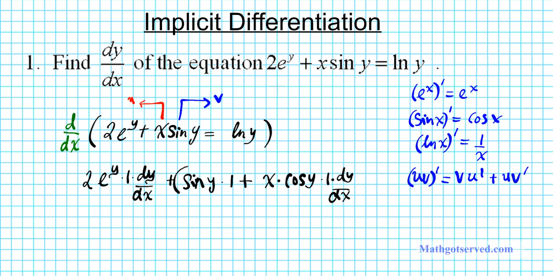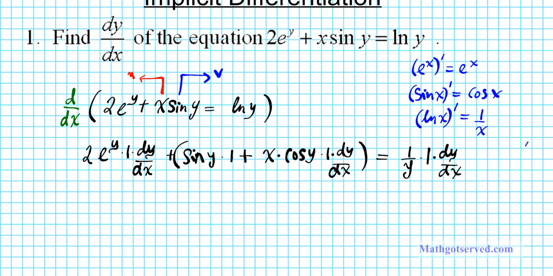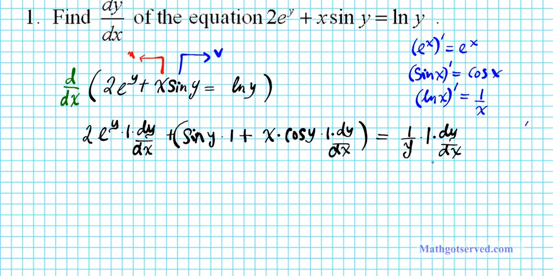Okay? And then lastly, let's differentiate the right side of the equation. The derivative of ln y is just 1 over y. The derivative of y is 1. With respect to x, we have to append dy/dx. Okay? All right. Now let's go ahead and simplify this equation that we have.